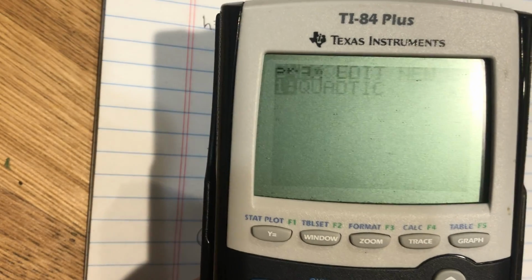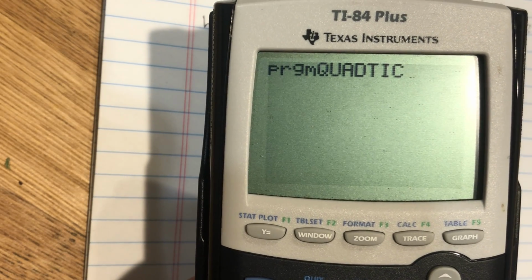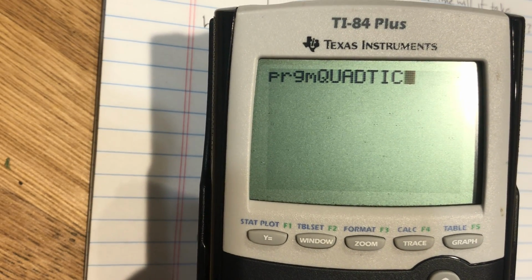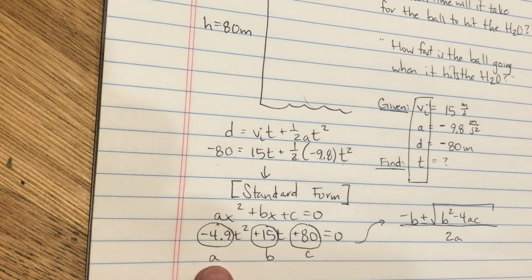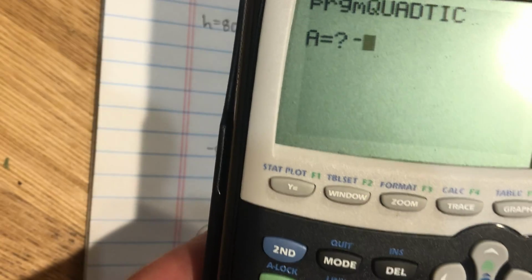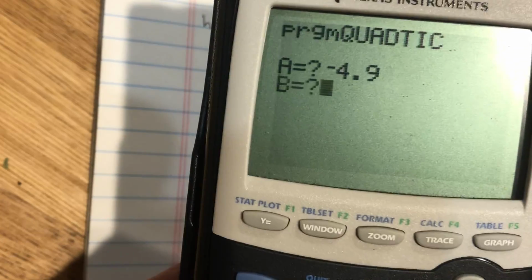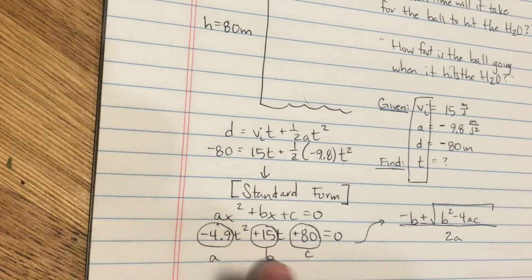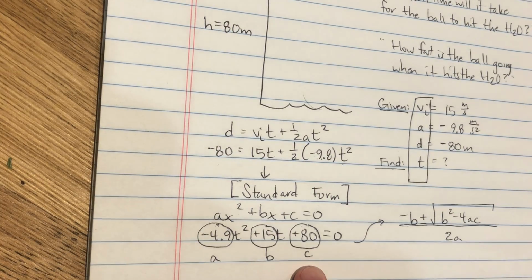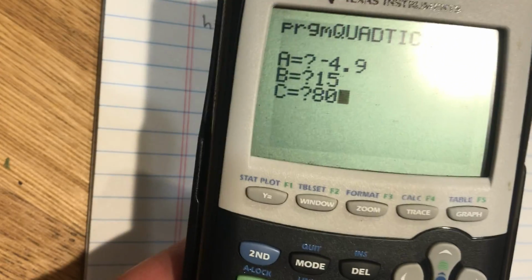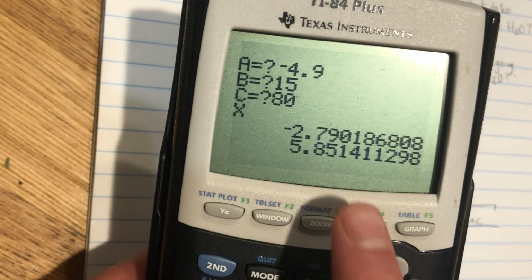Quadtic, that's us. Now that we've already put our quadratic formula equation in the standard format, now we're ready. So A equals, that's going to be negative 4.9. B equals, that was the initial velocity, 15. And C equals, the constant there, is 80. So when we hit enter, you're going to get two possible values.